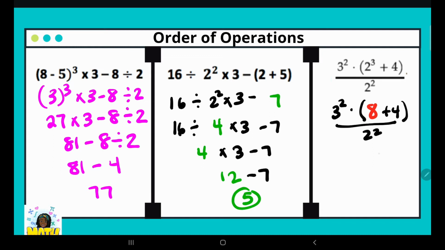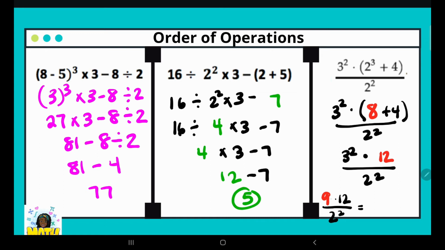So 8 plus 4 is 12, okay? Now, I can choose to rewrite the parentheses if I want to, but I know that the parentheses is the same thing as multiplication. So I'm just going to bring down my multiplication sign and then my 3 squared. Okay, and that's all over 2 to the second power. Now, again, I'm still finishing up what's on top. So 3 to the second power is 3 times 3, which is 9. Okay, and then I have my times 12, and that's all over 2 to the second power.